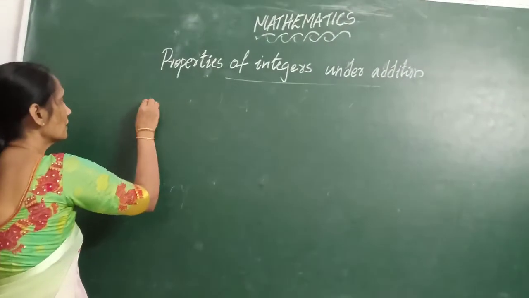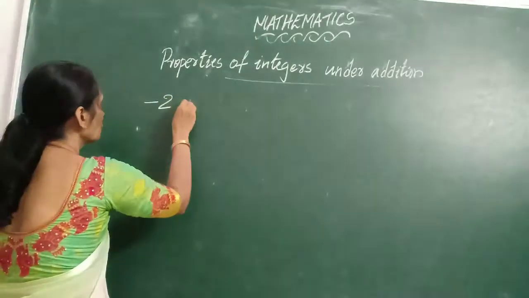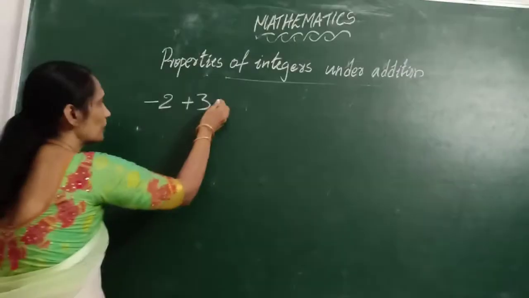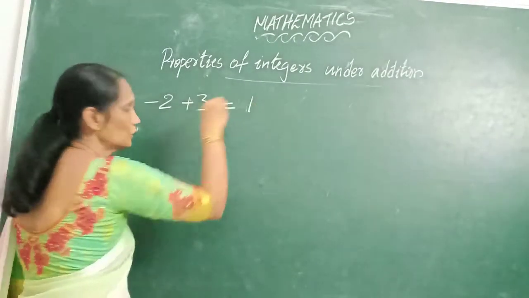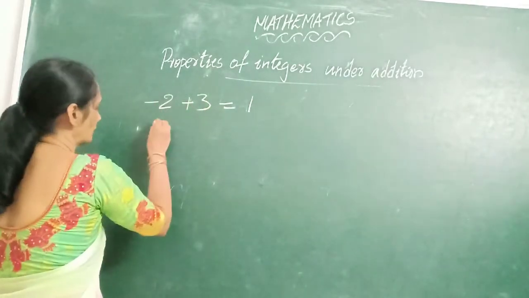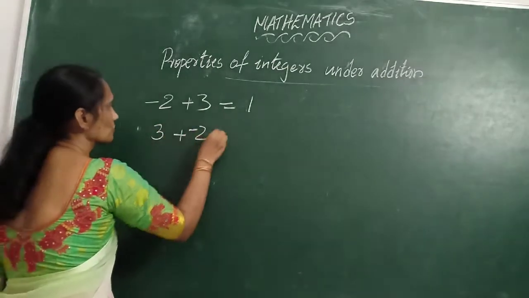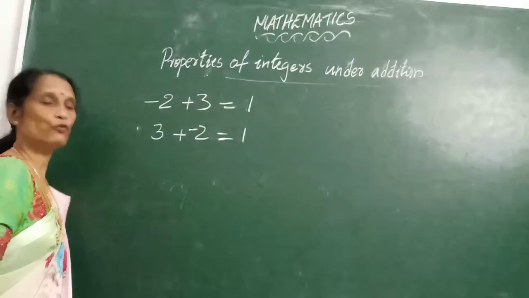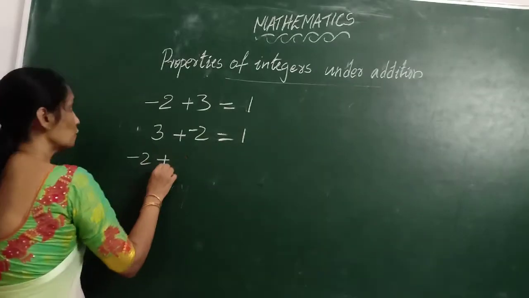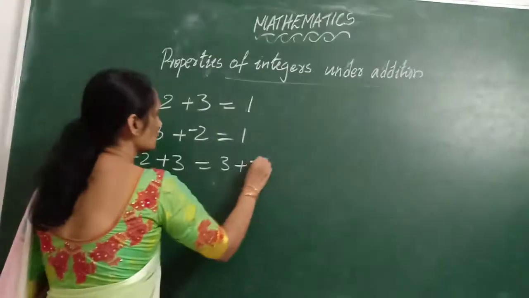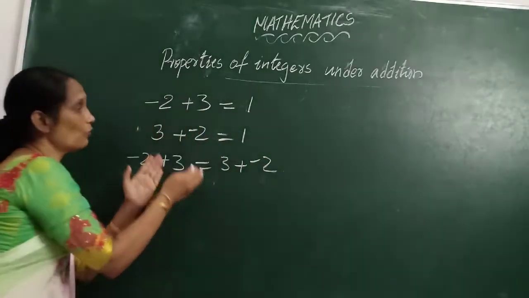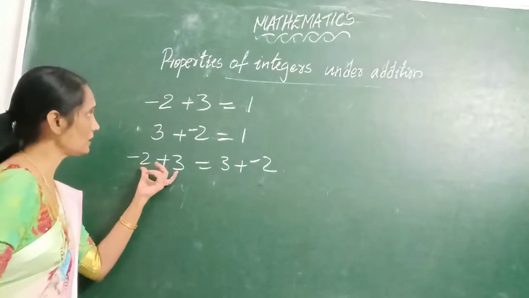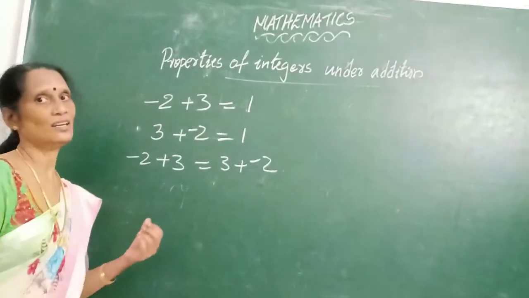Okay, now let us go to another property, commutative property. Let us take two integers, minus 2 and any other number. Let us take 3. What do you get for minus 2 plus 3? We know that minus 2 plus 3 is equal to 1. Let us reverse the order. 3 plus minus 2. What is the answer? 3 plus minus 2, that also we get as 1. That means minus 2 plus 3 equals 3 plus minus 2. We changed the order, but the value does not change. That means LHS is equal to RHS.